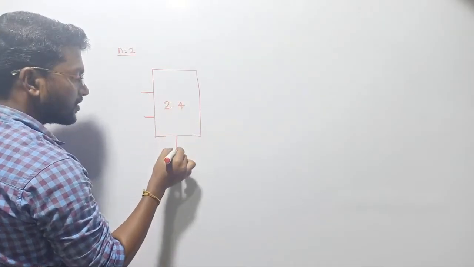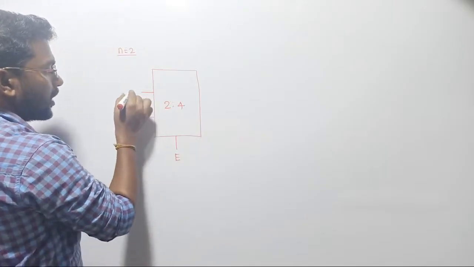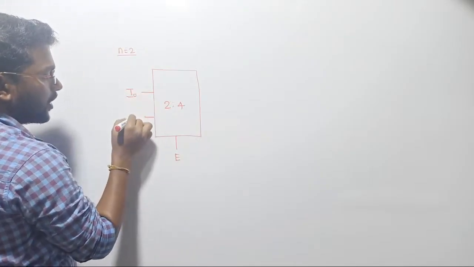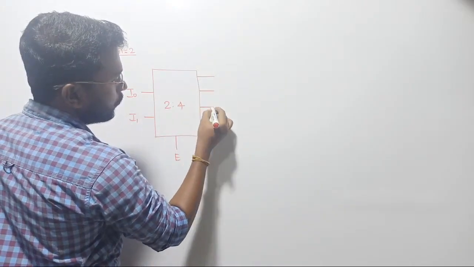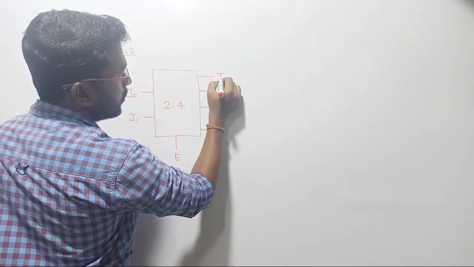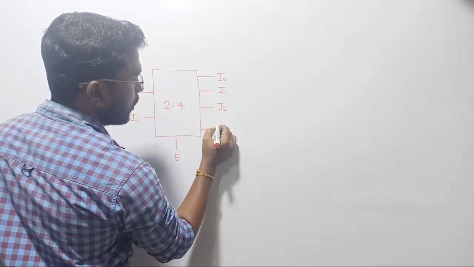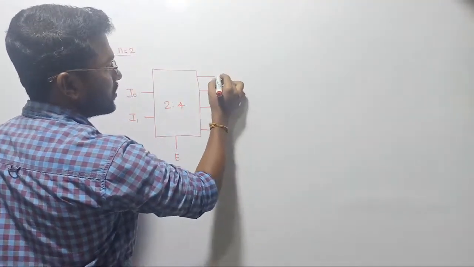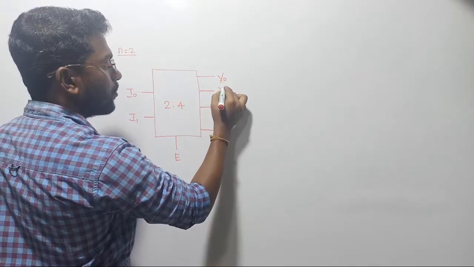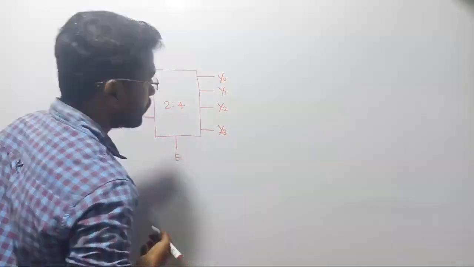With this, we are going to consider the enable pin. Input lines means I am in need of I0 and I1. 2 input lines are required, whereas on the output side, we are going to consider 4 lines, Y0, Y1, Y2, Y3, that will be much better.